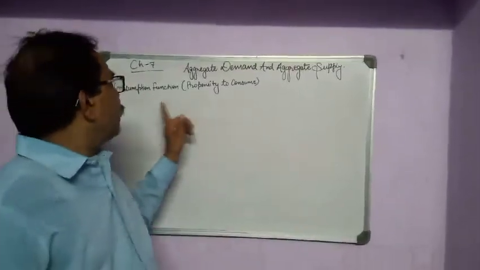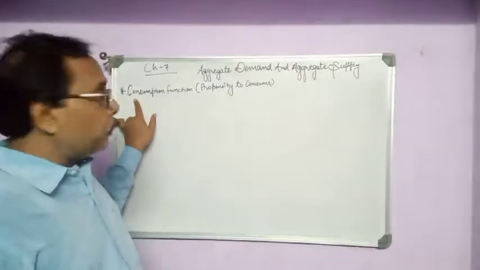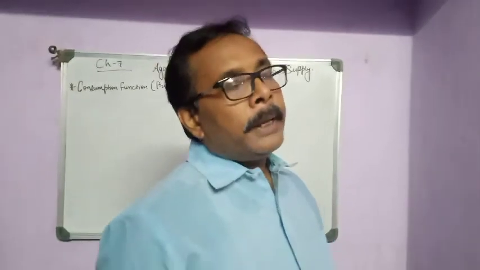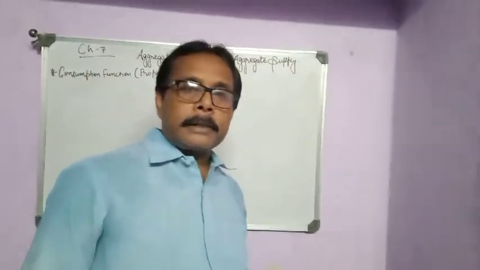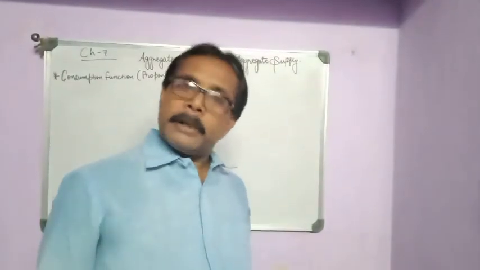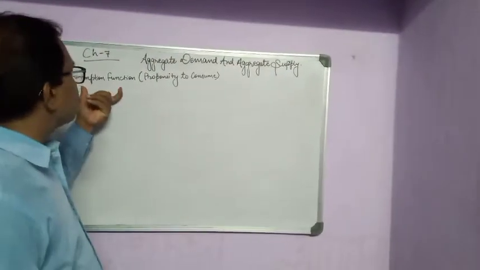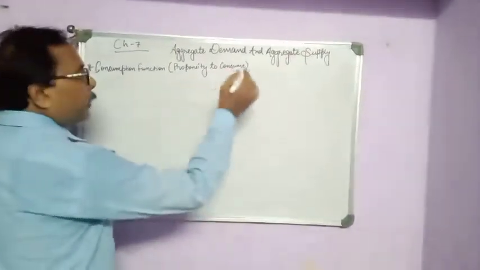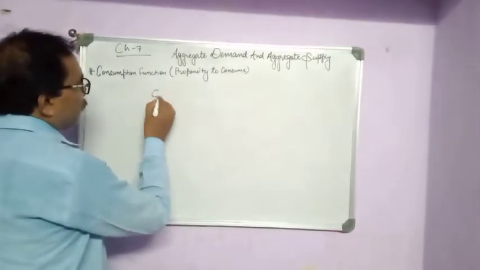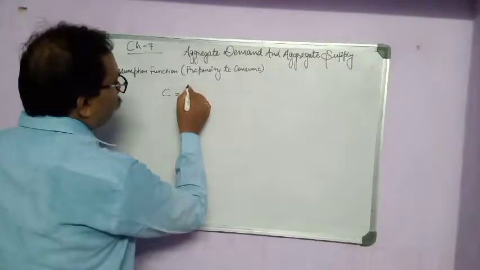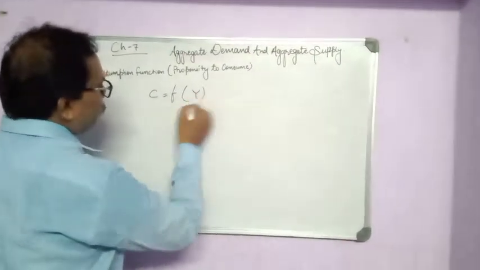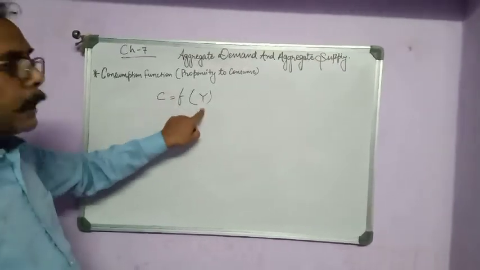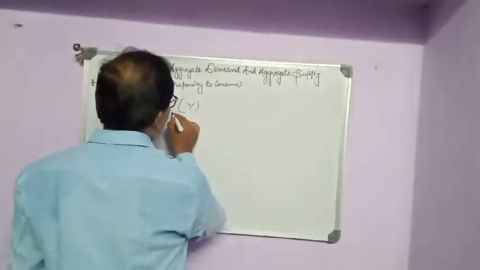Now, in this topic, we are going to start the consumption function, or it is known as propensity to consume. In the previous video, we have already discussed the aggregate demand and aggregate supply. So first, that is the consumption function or the propensity to consume. In the literary form, we say that C, that is the consumption function, is equal to a small f into Y. Clear? So f is the functional relation between the consumption and income. So this is the most important term.